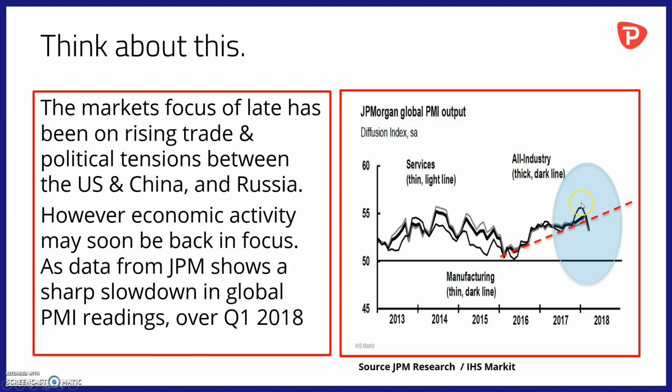And you can see the data here, the chart plotting three lines: services, all industries and manufacturing. And you can see a sharp dip here in this first quarter of 2018. Not quite yet in contraction territory, some way away from that to be fair, but nonetheless it's a decline that the market will need to take account of and pay attention to.